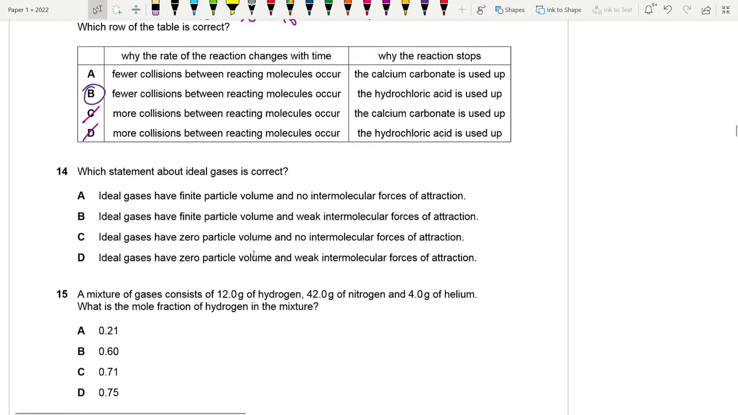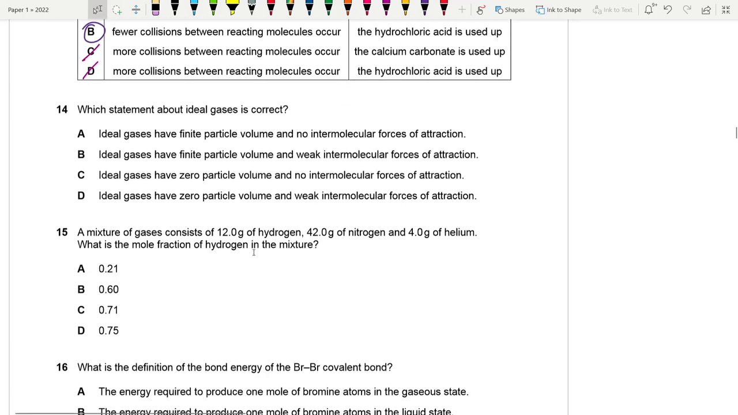14. Which statement about ideal gases is correct? Ideal gases have finite particle volume and no intermolecular forces of attraction. So no intermolecular forces is fine, but finite volume looks incorrect. It should be zero, negligible. So C is the better answer.